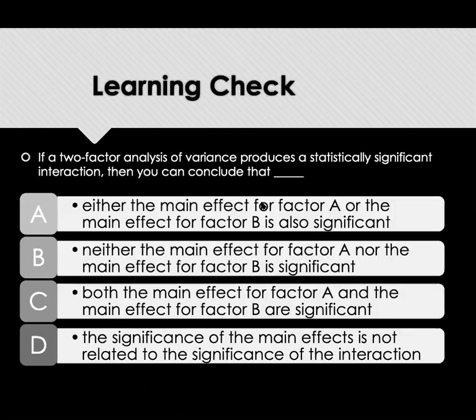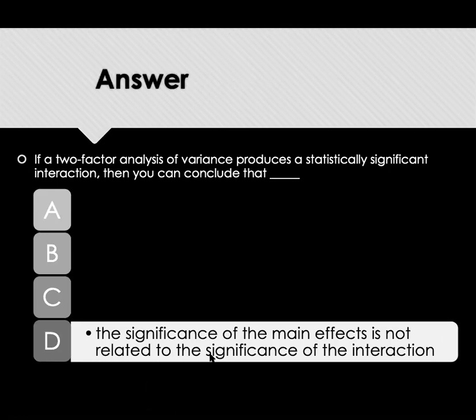So you don't necessarily know if either of the main effects is significant, if neither of them is, if both of them are. You don't know anything, right? Because main effects and interaction effects are completely independent of each other. You can have one without the other. So when you know that there is a statistically significant interaction, you don't know anything about the main effects. They may be significant, they may not be.